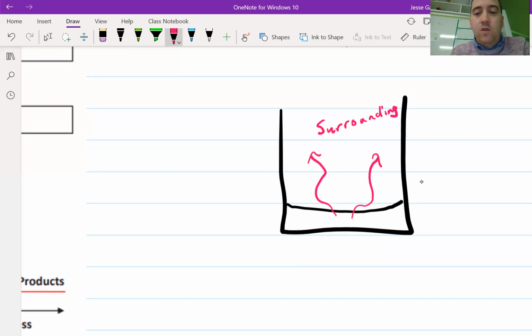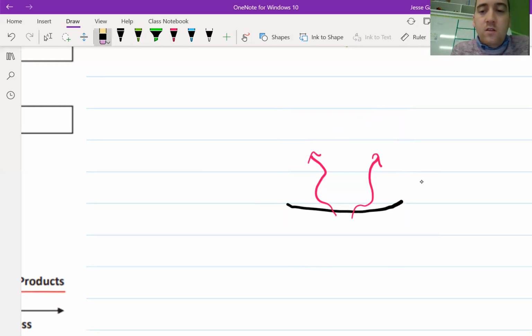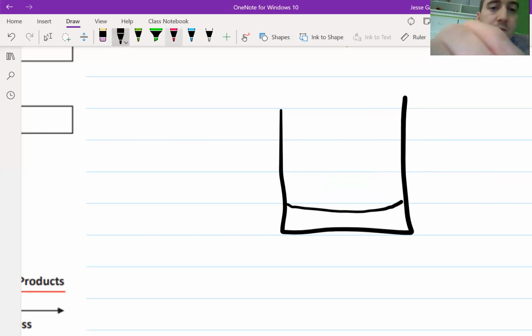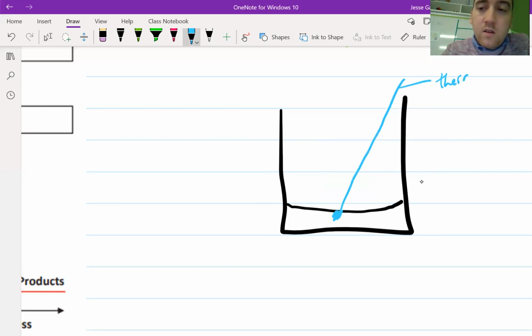So the two liquids, or something liquid and solid that you mix together, those are the reacting things, and then everything else is the surroundings. So if I had a thermometer in here, like this, I'll draw it in blue. If this was a thermometer, this would count as the surroundings, as it's not one of the reacting chemicals.